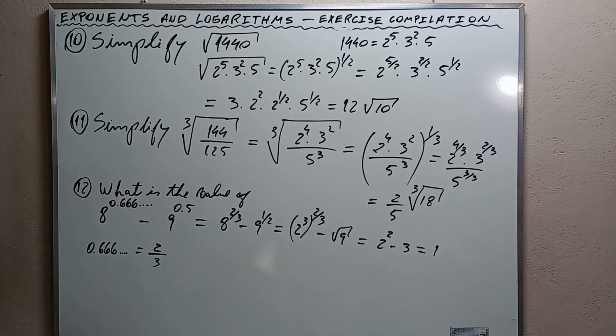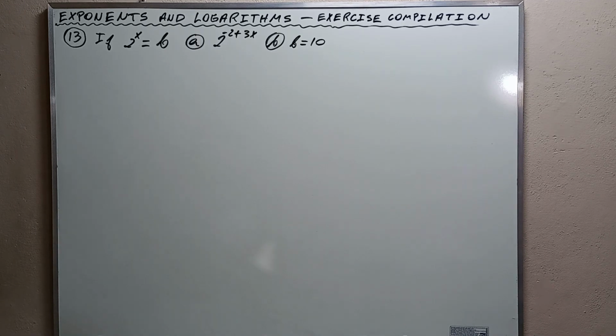Let's go to exercise 13. Exercise 13: if 2 raised to the power of x is equal to b, then in letter A, write 2 raised to the power of negative 2 plus 3x in terms of b, and in letter B, what is the numerical value if b is equal to 10? Okay, my friends, this is exercise 13. Let's go to the solution.